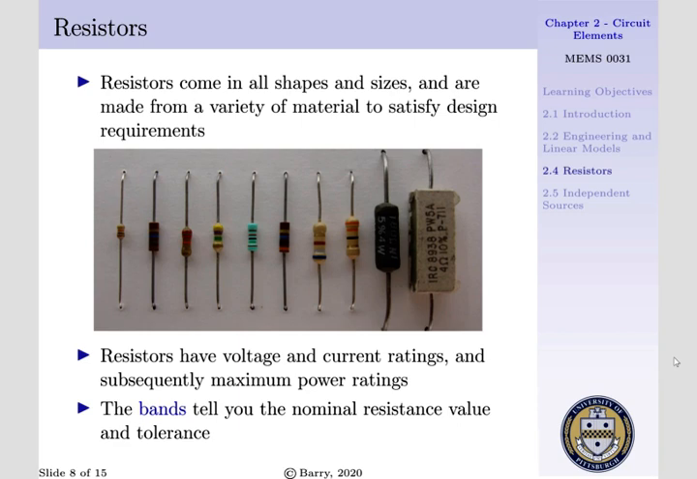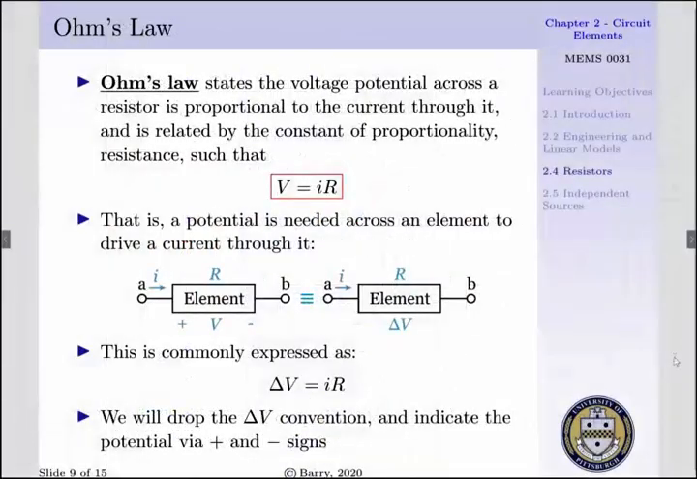4-band resistors have the first 3 bands telling you what the resistance is, and the 4th band tells you what the tolerance is. You can click the link to learn how to tell the resistance of a resistor based upon the colored bands. Ohm's law dictates the behavior of a resistor.